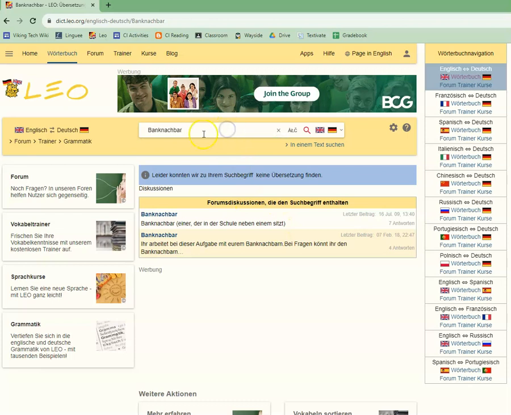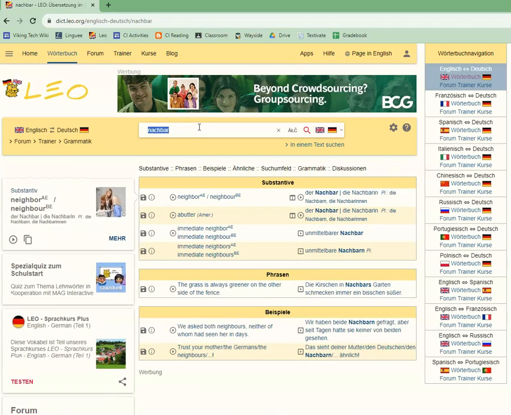But if you have trouble with that, what I would do is I would look at this word and see if I could search the individual words. So let's start with Nachbar. I search Nachbar, I get, okay, neighbor. This one seems pretty straightforward, clear-cut, neighbor.